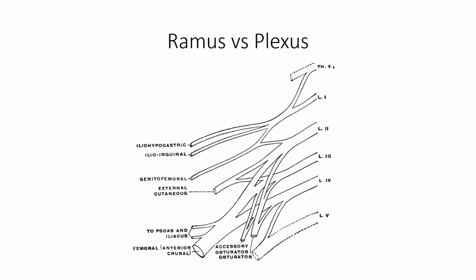So let's talk now about a ramus versus a plexus. Earlier, we defined the term ramus as a branch or an arm. So let's remind ourselves and just put that here.